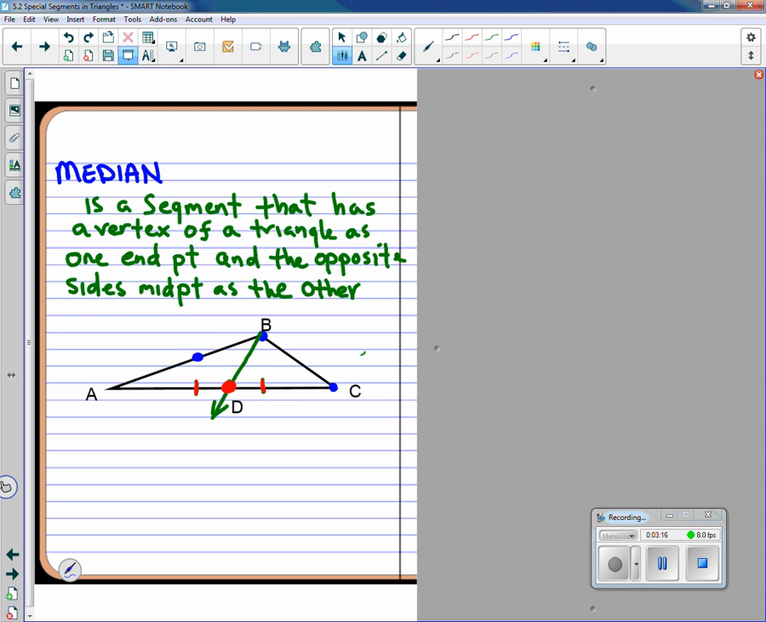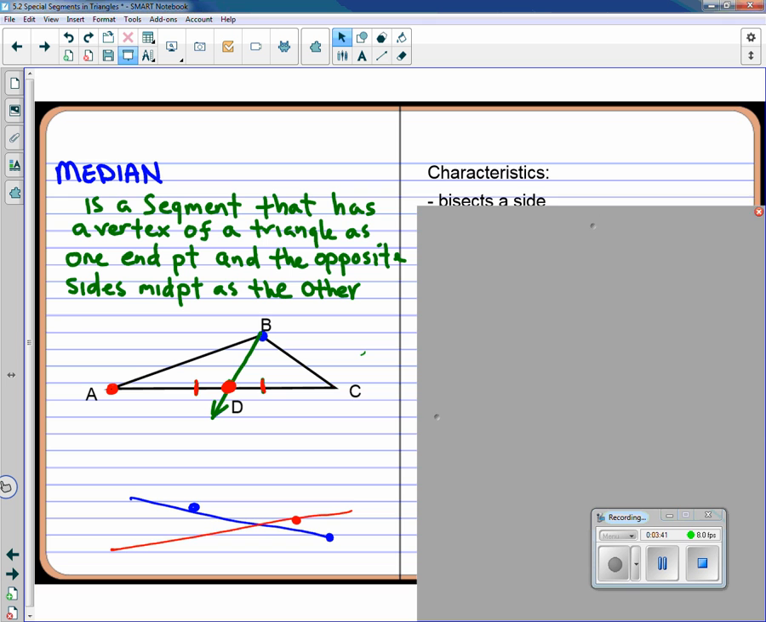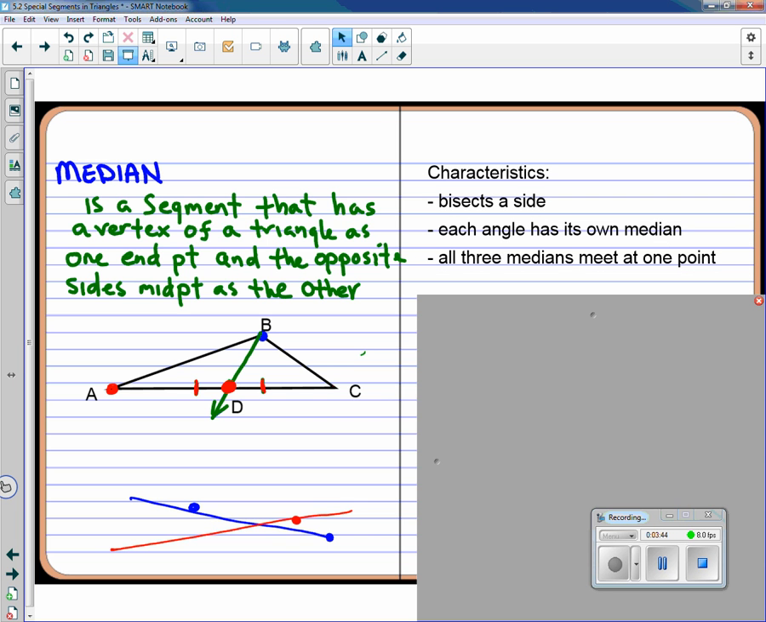Each side has its own midpoint. And therefore, going from each angle through that midpoint would give me another median. And from this one here, A, there's some midpoint over here. And guess what? They all meet in the same place. So there's three medians in this drawing. But for the sake of your notes, let's just keep it at one so you can have an idea what it is. Let's look at the characteristics of that drawing. Well, first of all, the median bisects each side. Each angle has its own median, and there are three medians, and they all meet at one particular point.